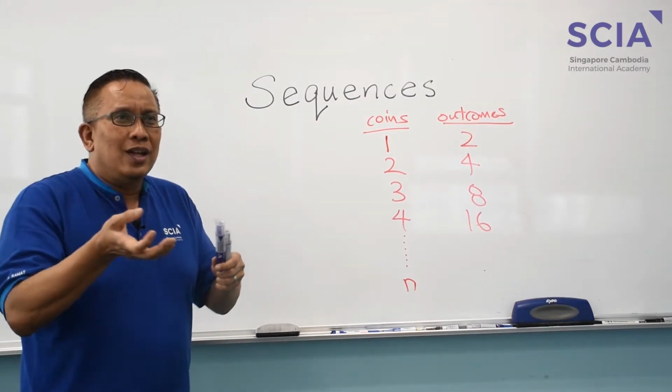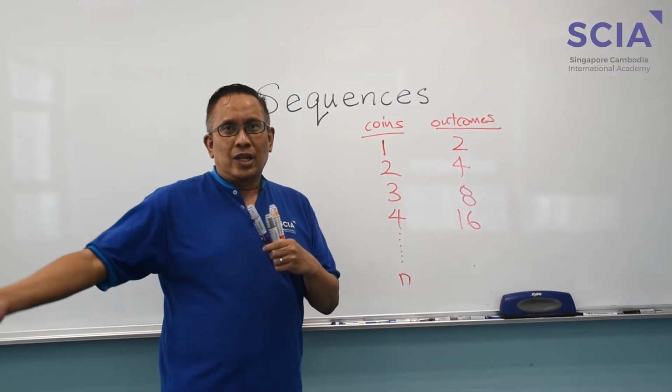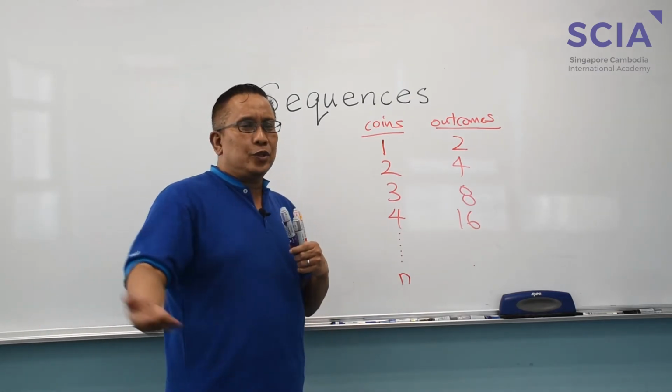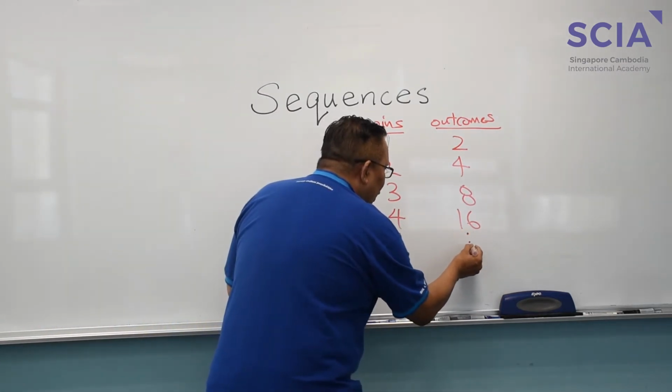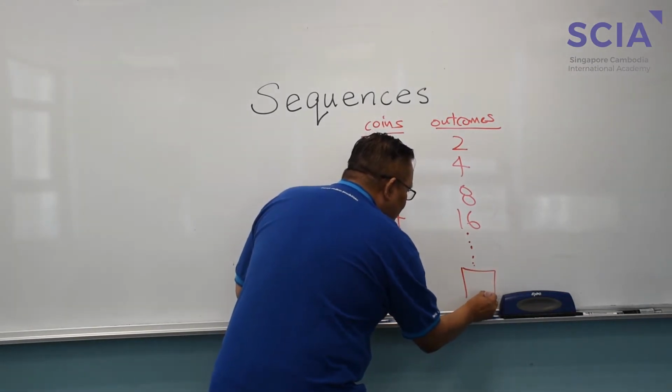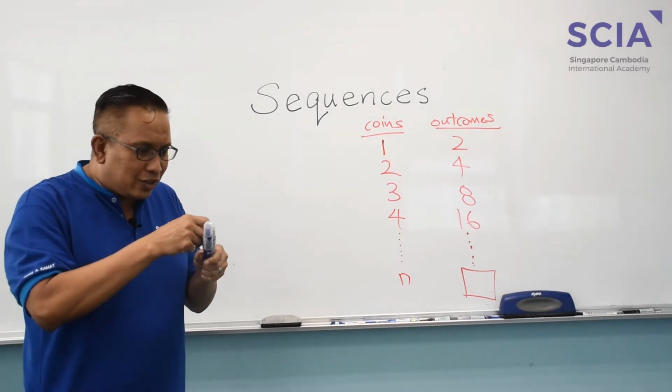The n stands for a coin, the number of coins. It could be 16 coins, it could be 80 coins, it could be 23 coins. N is just a letter. We need to find out, if it is n, what is this formula, so that we can straight away get the answer. So this is your task.